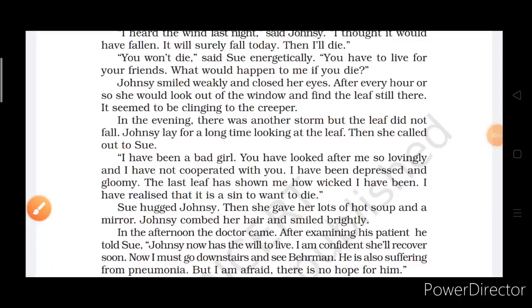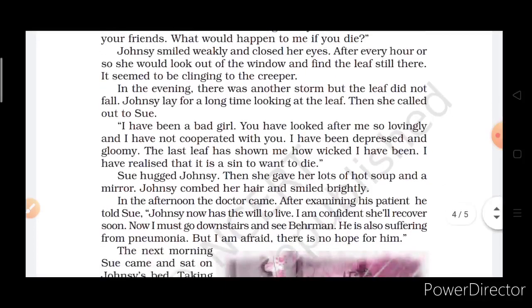In the evening, there was another storm, but the leaf did not fall. Johnsy lay for a long time looking at the leaf. Then she called out to Shoo, "I have been a bad girl. You have looked after me so lovingly, and I have not cooperated with you. I have been depressed and gloomy. The last leaf has shown me how wicked I have been. I have realized that it is a sin to want to die."